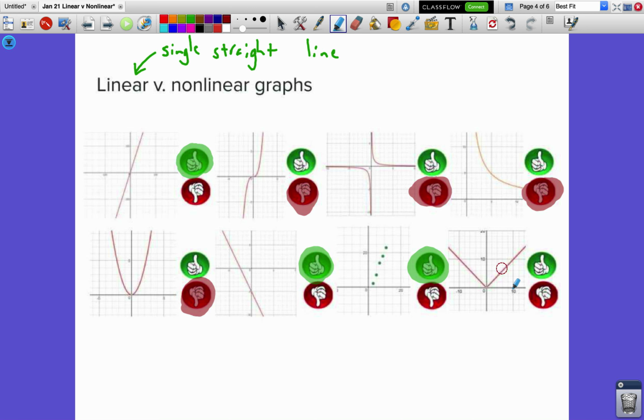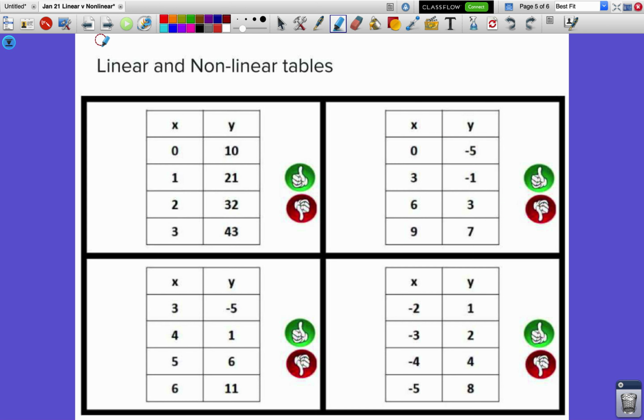All right, the correct answer is nonlinear because it's a single straight line. This is two straight lines with an angle, so that makes it nonlinear. If you just zoomed in on half of it, then it would be linear, but if you have both of the lines, then it's nonlinear.